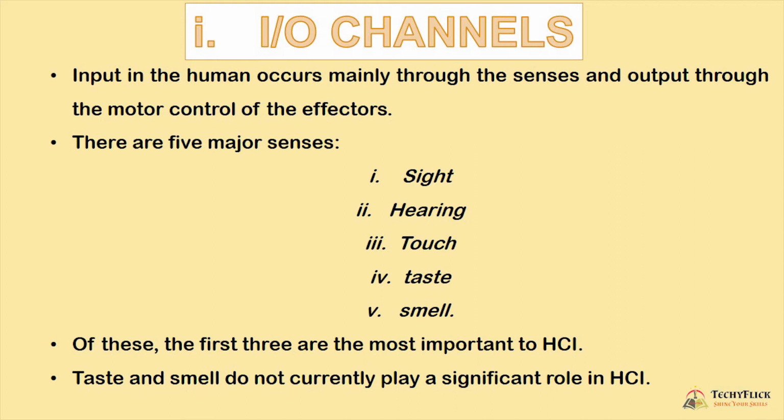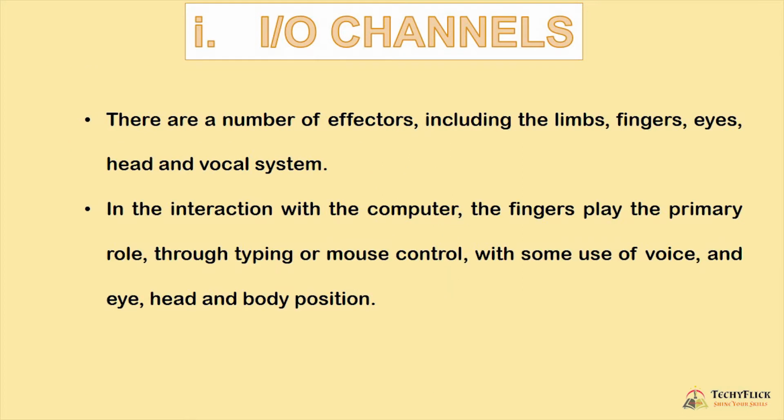There are 5 major senses: sight, hearing, touch, taste and smell. Of these, the first 3, that is sight, hearing and touch, are the most important to HCI. Taste and smell do not currently play a significant role in HCI. There are a number of effectors including the limbs, fingers, eyes, head and vocal system. In the interaction with the computer, the fingers play the primary role through typing or mouse control, with some use of voice and eye, head and body position.